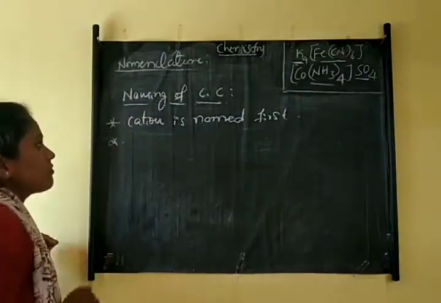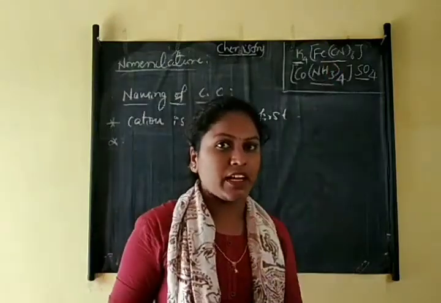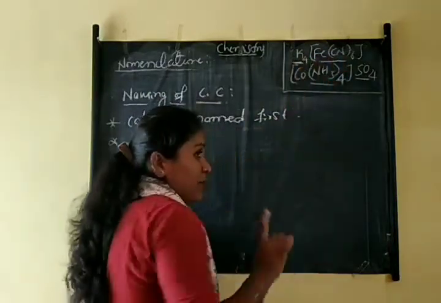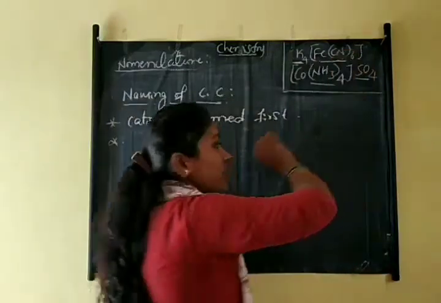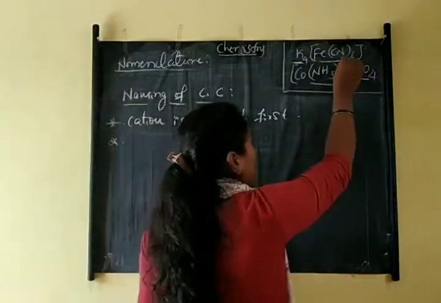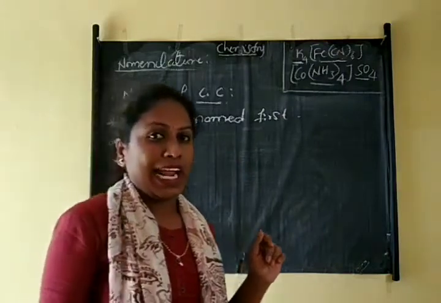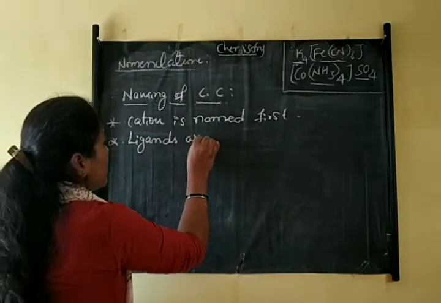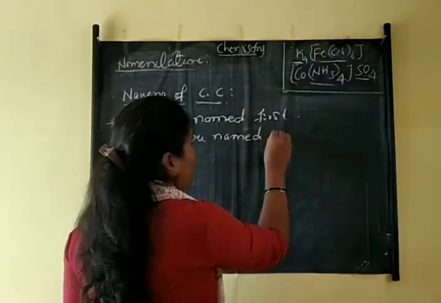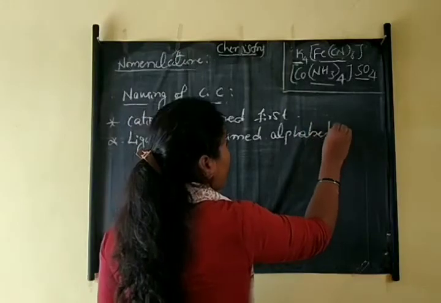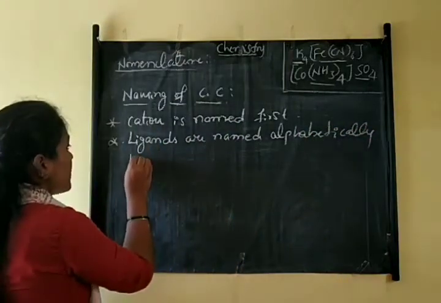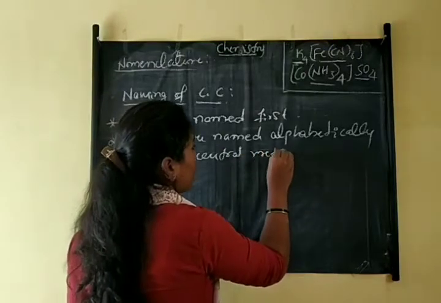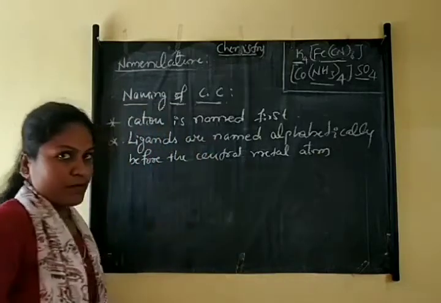And the next one is that the ligands are named in alphabetical order before the central metal atom. So in the complex, once the cation has been named, we do not name the central metal atom yet; instead we first consider the ligands. The ligands are named in alphabetical order before the central metal atom. That is the second method. Okay, that is the second group.